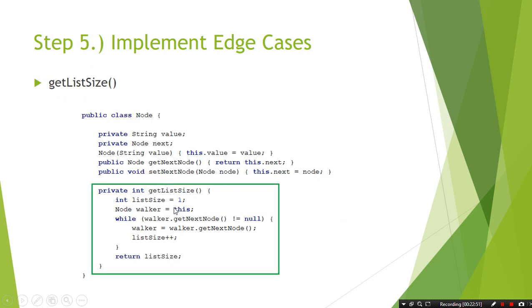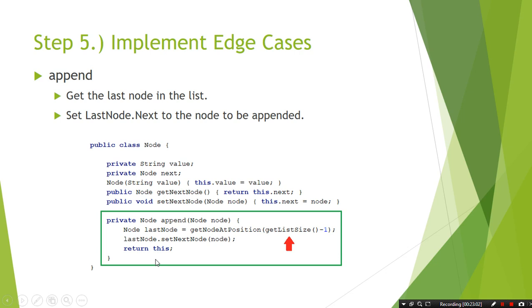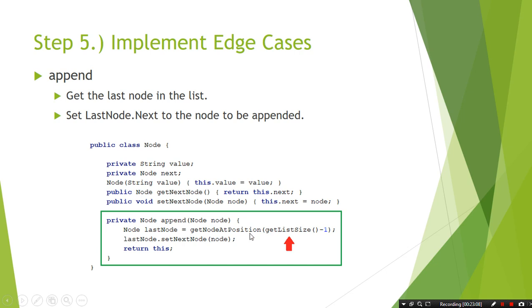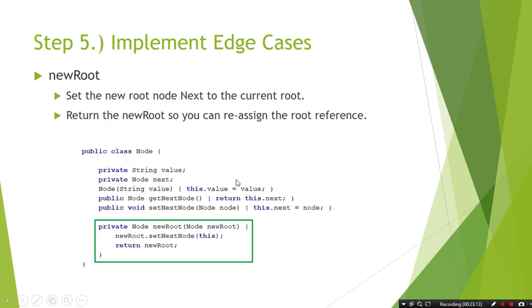So now I'm writing another function called get list size. Again, this is just a simple walker loop that starts at 1, walks through the whole list, and gives me the size. So that's how you would code append using get list size. You can see the logic for append is very simple. You get the last node in the list, and you just set its next to the new node. So that's append. And new root is even easier. You pass in the new root. You say, new root, I want you to set your next node to this, because this isn't the root anymore. Now you're the root. And then we return the new root.